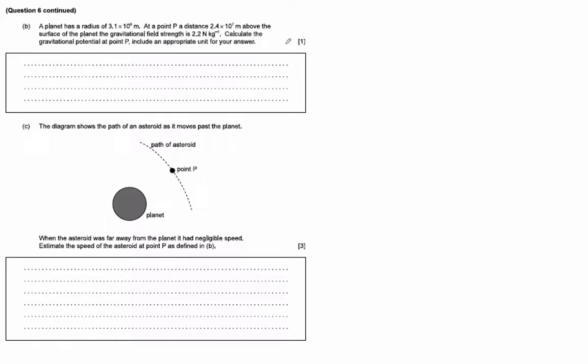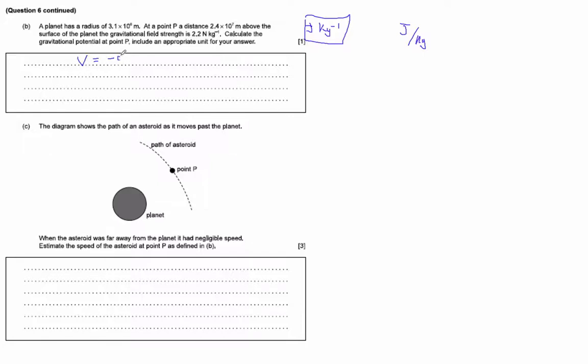Right? So the gravitational potential, of course, is going to be in joules per kilogram. When they say include a unit, we write joules per kilogram. I feel like they're going to want you to write it this way. Now, they just gave you a formula for finding the gravitational potential. I, of course, didn't believe this formula, but there it is.